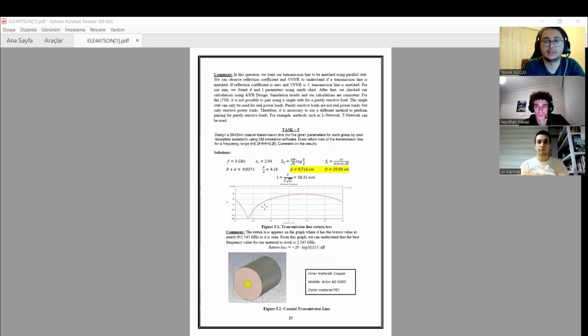In the fifth task, we have designed a 50 ohm coaxial transmission line with the given parameters with the CST simulation tool. We have obtained the return loss of the transmission line for a specific frequency range. From this graph, we can understand that the best frequency value for our material to work is nearly 2.5 GHz.